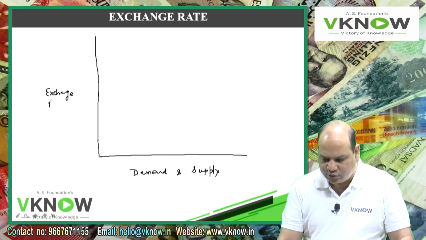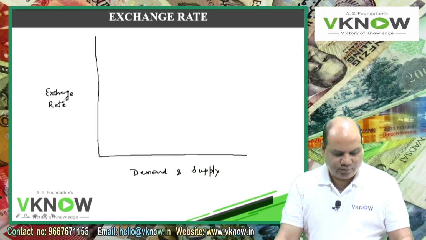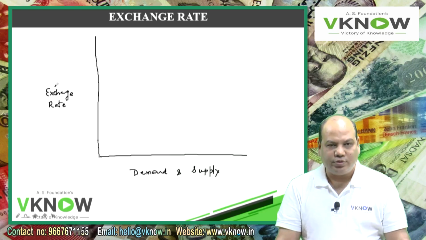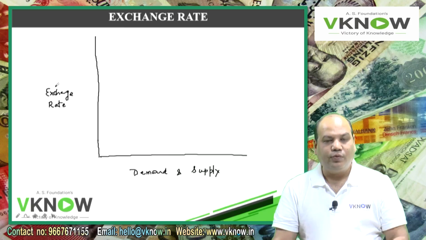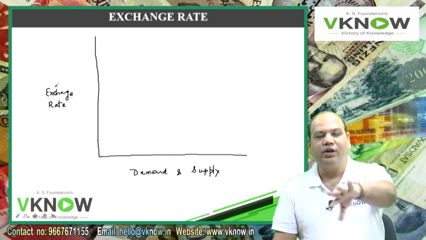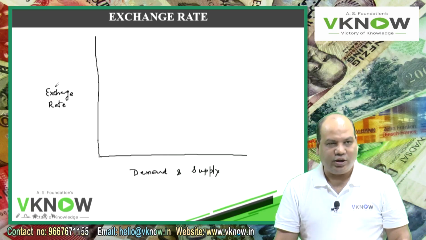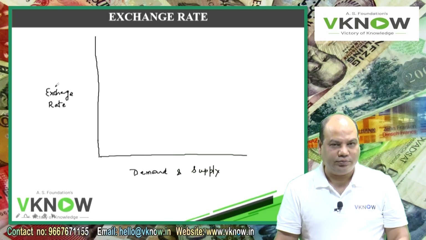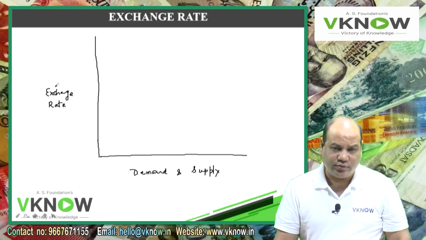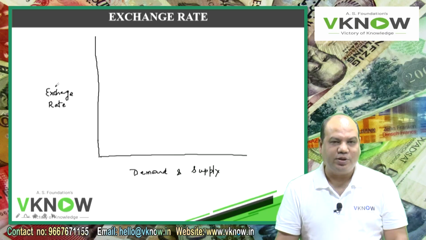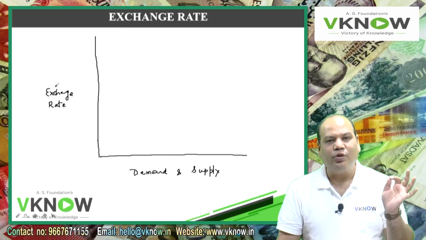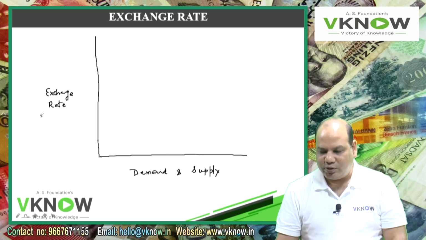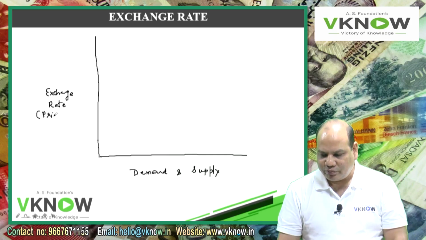So first of all I should tell you what is exchange rate. Exchange rate means the number of units of one currency required to be given for 1 unit of the other currency. Like in India we'll say 75 rupees per dollar. That is the exchange rate. You need to give 75 rupees to obtain $1. So exchange rate is the price of foreign currency. I will put it like this: exchange rate is the price of foreign currency.